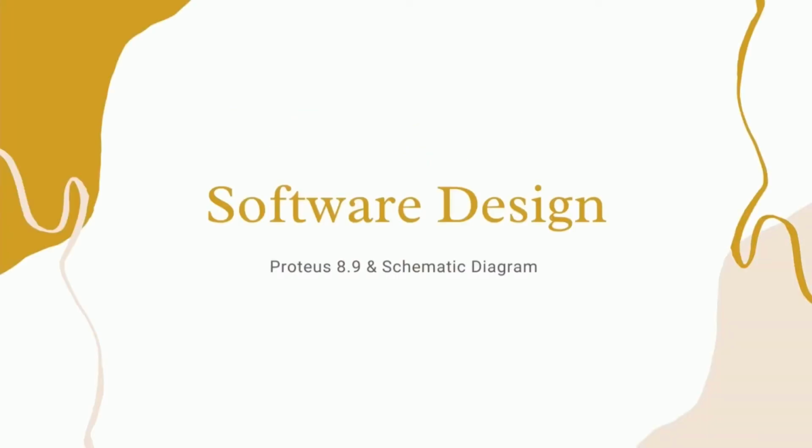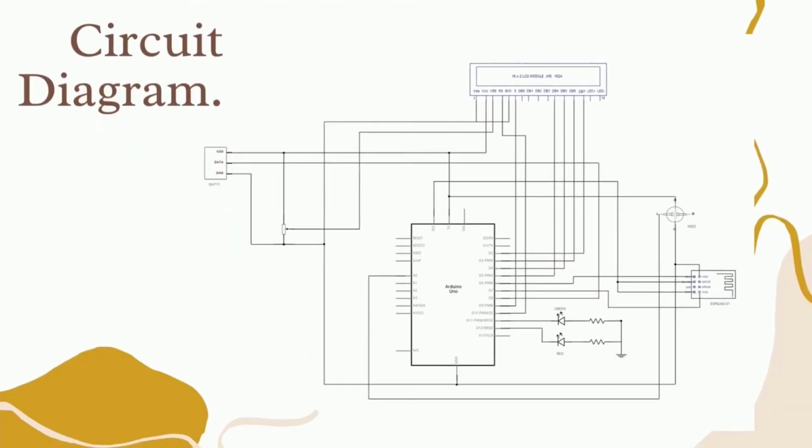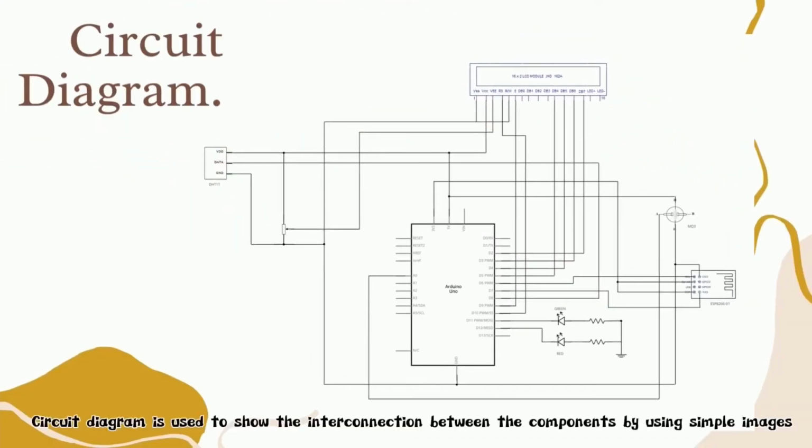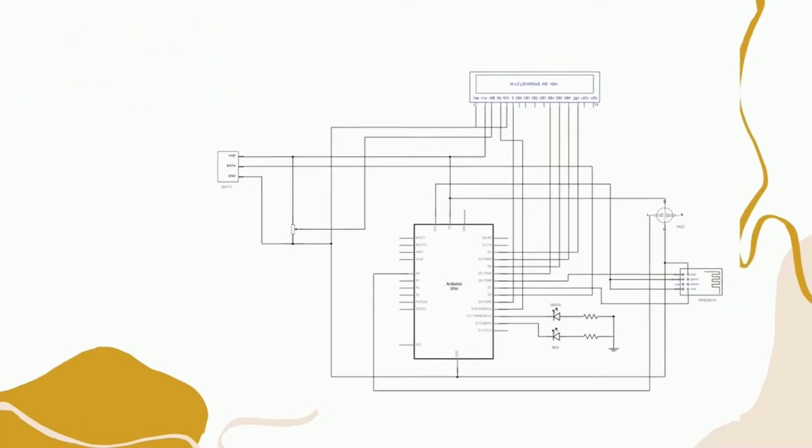Next is software design. First, we have a circuit diagram. This is the circuit diagram of our project. This circuit diagram uses simple images of components to show the interconnection of the circuit.